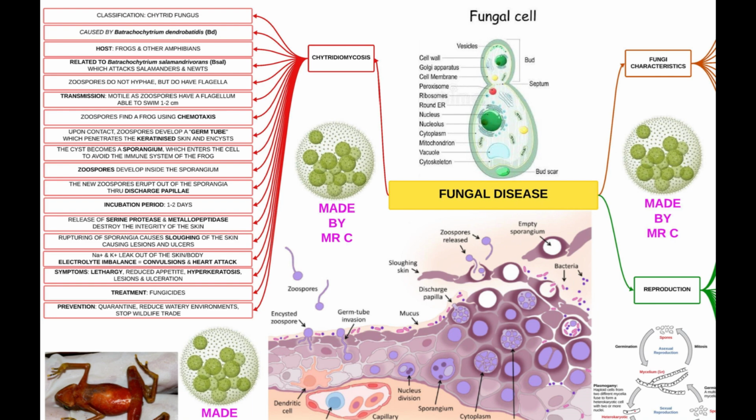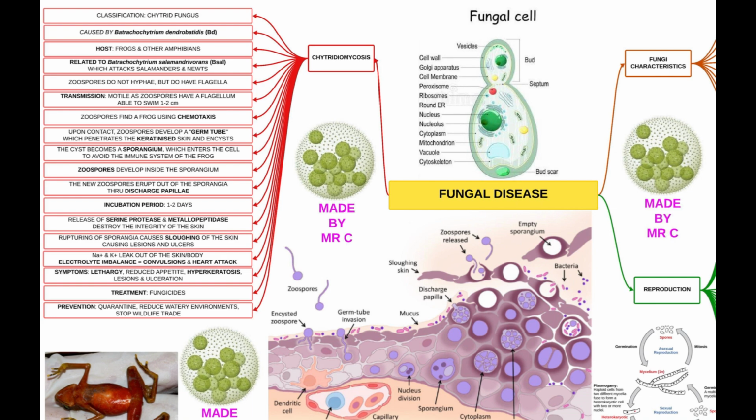The zoospores of the chytrid fungus do not have hyphae, but they do have flagella. Transmission is through water, as the zoospores are motile, as they have a flagellum. The zoospores are able to swim 1 to 2 centimeters. The zoospores can also spread directly through contact. The zoospores find a frog using chemotaxis.